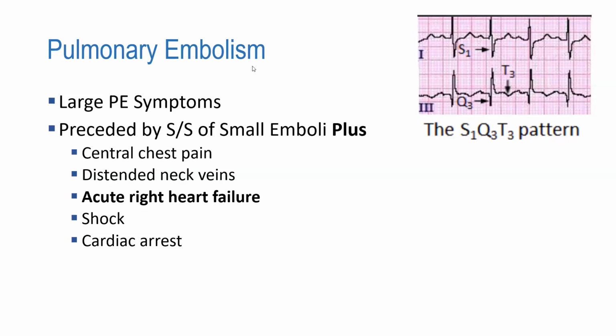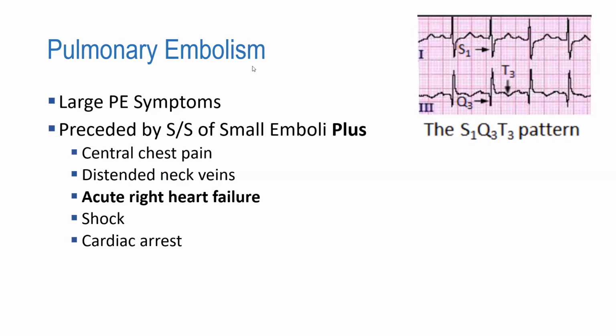Because a massive PE means that you have full occlusion of blood flow through the pulmonary vasculature. So we're really going to listen to what our patients are saying. We're going to evaluate them. We're going to watch for those progressive signs. And the progressive signs are signs of acute right heart failure.